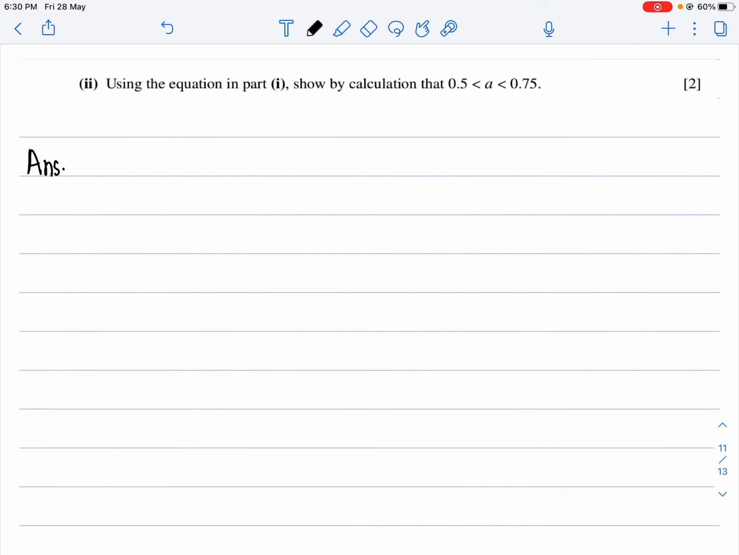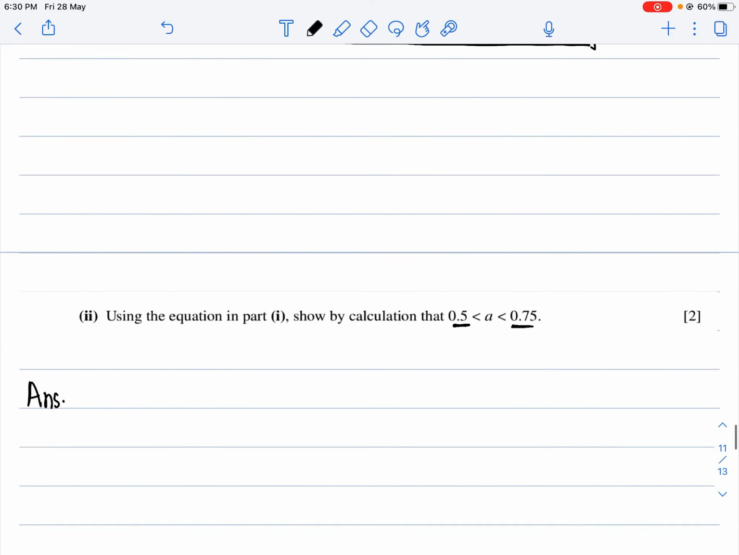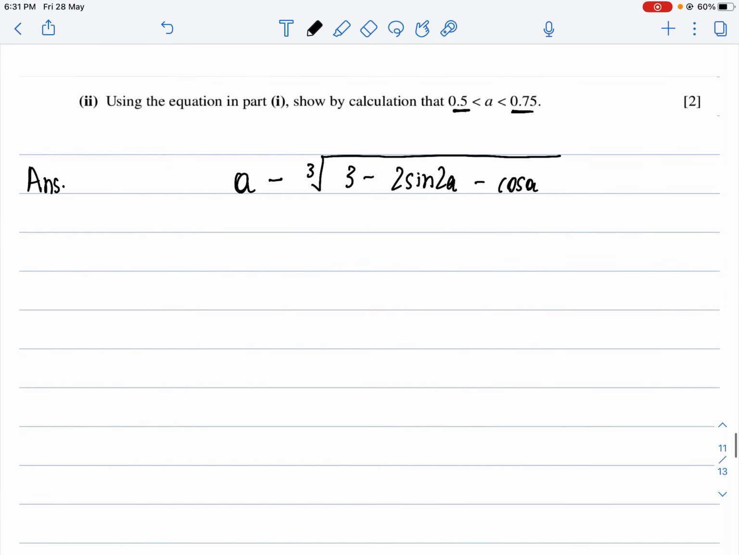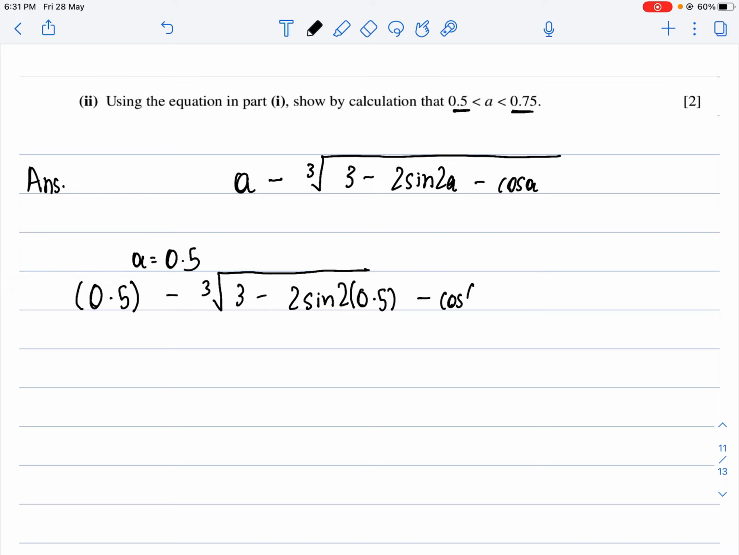Now, using the equation in part 1, show by calculation that a lies between 0.5 and 0.75. So we need to write the same equation in this form: a minus, getting everything to one side, the cube root of 3 minus 2 sine 2a minus cos a. You don't need to write equal to 0 for now. Now I take my a as 0.5. In the equation just put 0.5 minus the cube root of 3 minus 2 sine 2 into 0.5 minus cos into 0.5.